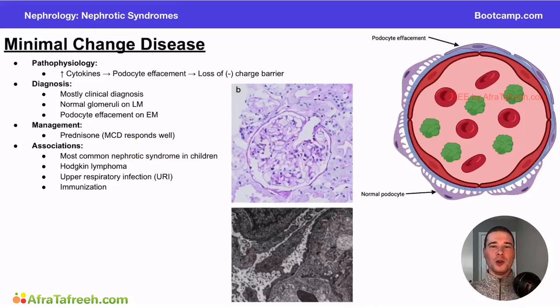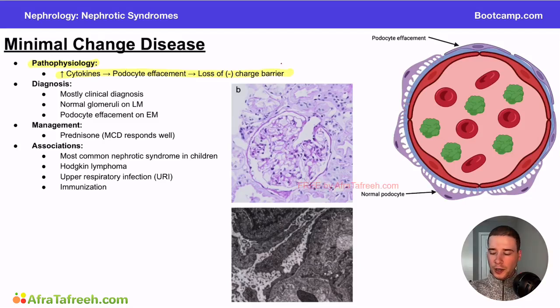So now we're going to dive into our nephrotic syndromes and really talk about the specifics of each of the common ones that they want you to know for test day. So the first one we're going to talk about is minimal change disease. And you'll notice the pathophysiology for minimal change disease involves increasing cytokines, podocyte effacement, and loss of the negative charge barrier. We said this is kind of a general pathophysiology for a lot of the nephrotic syndromes.